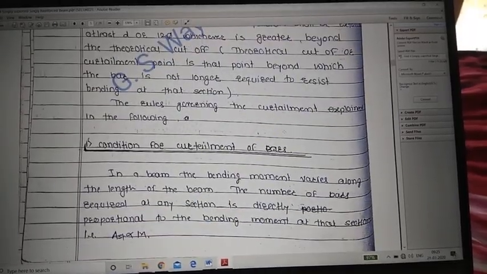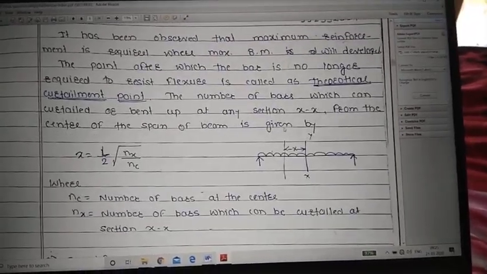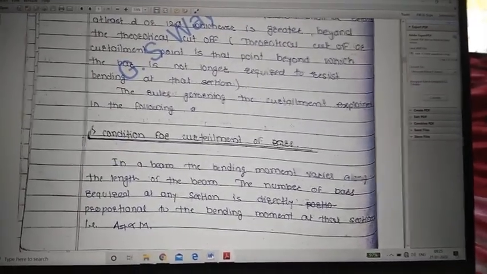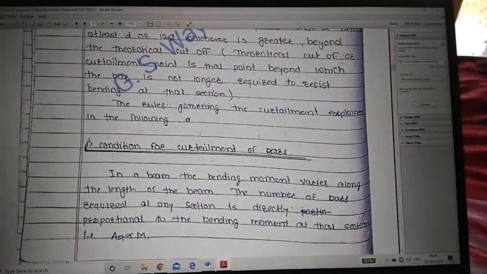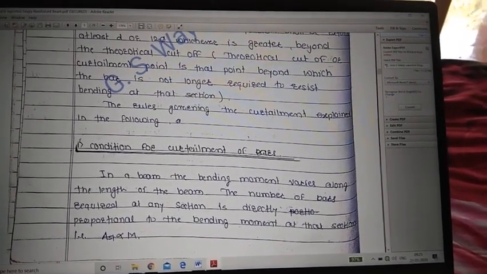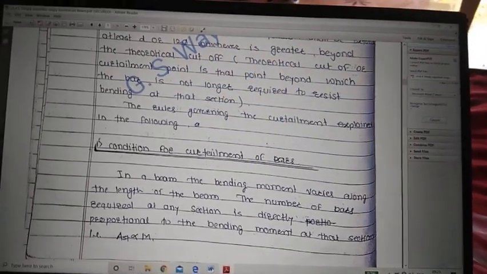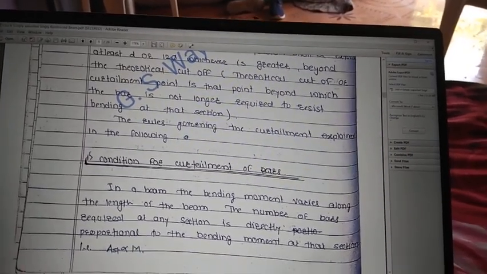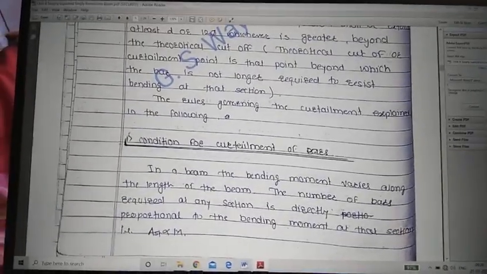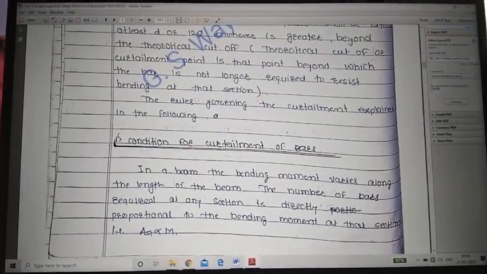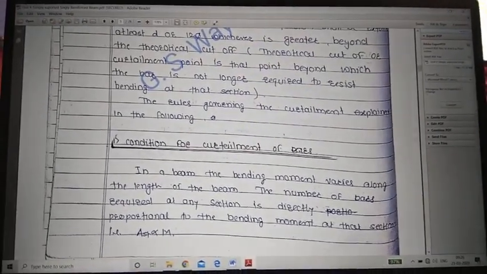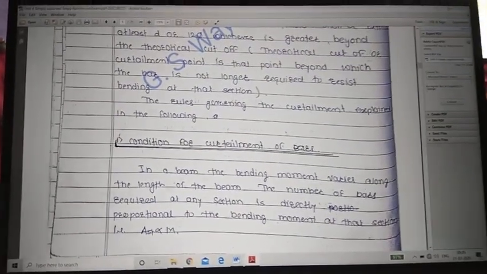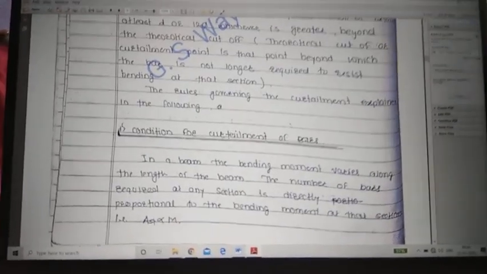Curtailment of tension reinforcement, this criteria is also given. Actually here we have derived one formula to calculate the curtailment of reinforcement. Basically what is meant by curtailment? If you see the bending moment of a simply supported beam, the bending moment at the end supports is 0 and at mid it is maximum, and we are calculating the reinforcement by considering the maximum bending moment. So whatever reinforcement we have calculated by considering maximum bending moment, it is not required at the support. So for that condition we should curtail some reinforcement to achieve some economy.